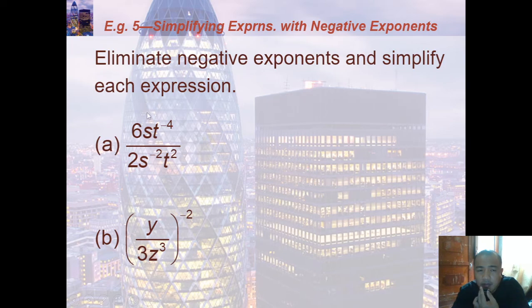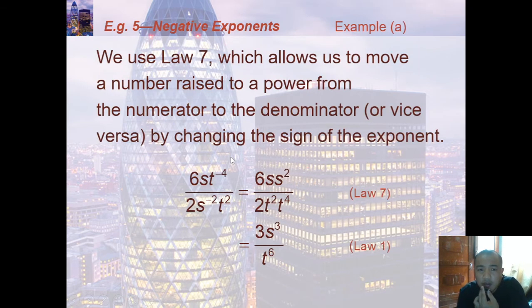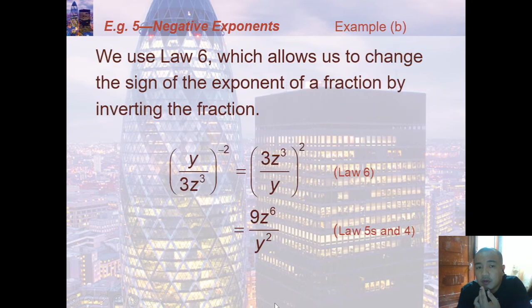Eliminate negative exponents and simplify each expression. For letter A, we have s raised to negative 2 in the denominator, which will go to the numerator with positive exponent, s squared. Also t raised to negative 4 will go to the denominator with positive exponent, t to the 4th. Then you can now add exponents for s, 3. Exponents for t: add 2 plus 4, 6. Then divide 6 by 2, 3. The answer is 3s cubed over t to the 6th power.